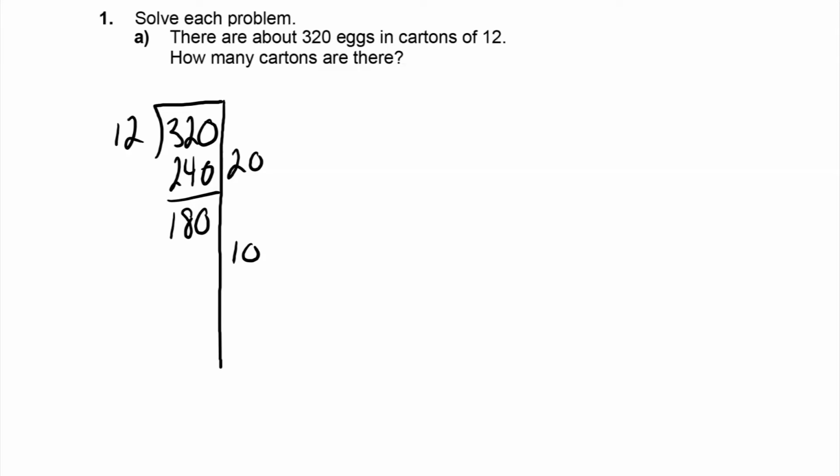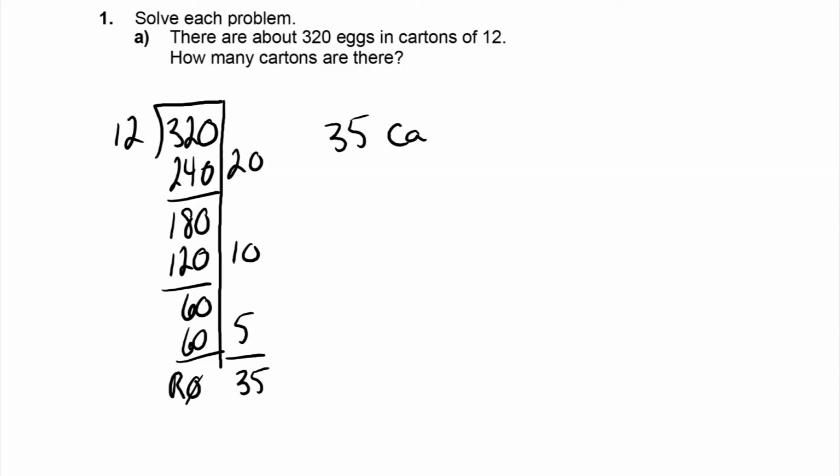So 10 times 12 is going to be 120. 180 minus 120 is 60. And now I remember that 5 times 12 is 60, so I have a remainder of 0. Now I can add up everything I've got here, 20, 10, and 5, and I get 35. So there would be 35 cartons.